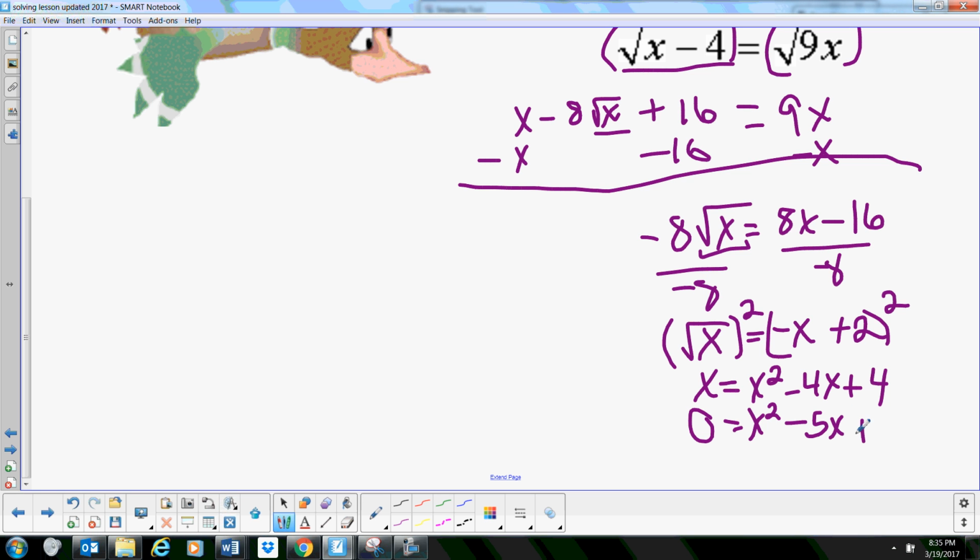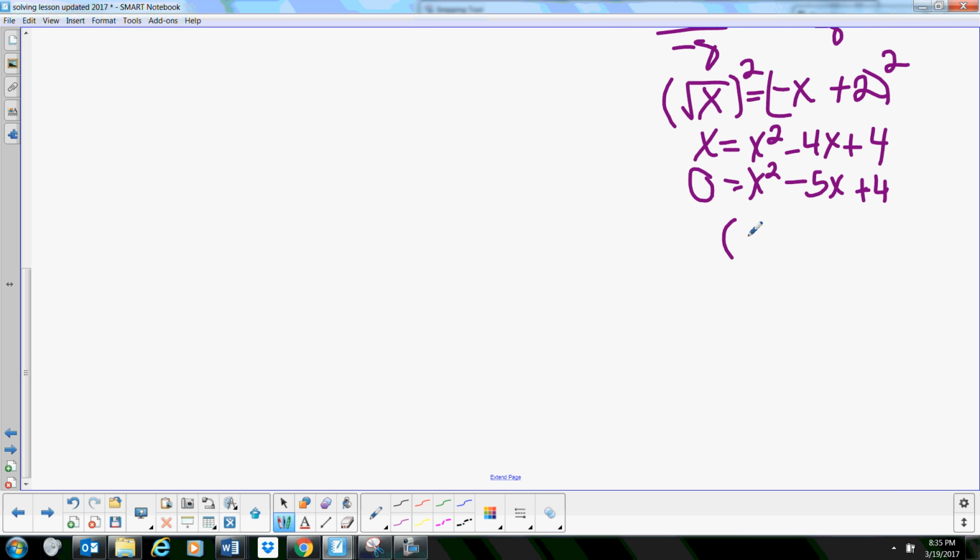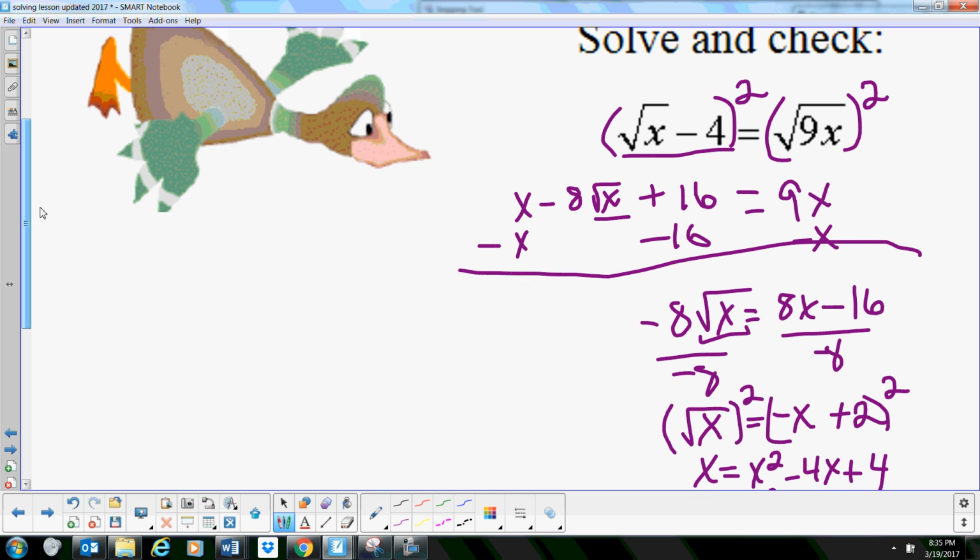and positive 4. So what multiplies to 4 but adds to -5? And we know the answer to that. That's going to factor into x minus 4 and x minus 1. So this one's going to have two potential solutions. So our answer is 4 or 1. Now let's go check and see if either of those work.